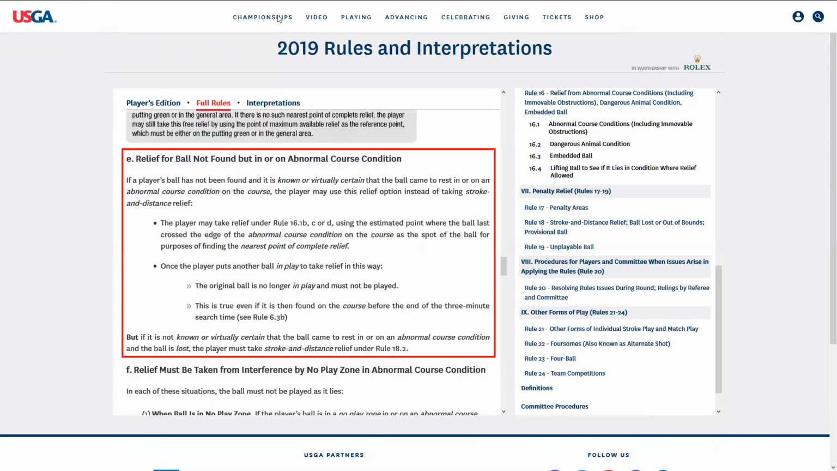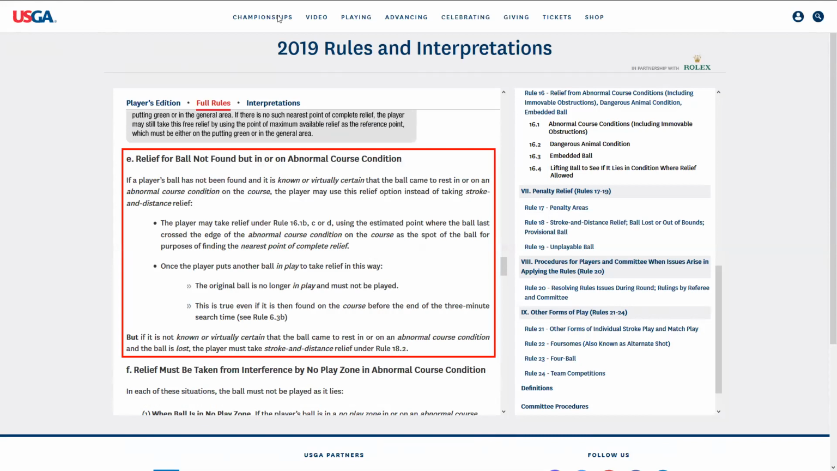16.1E. Relief for ball not found, but in or on abnormal course condition. When does that happen? Let me give an example. If you're playing on the 6th hole and you hit your drive to the left, there is an old building out there. Now, when we played the state am there, Bill called it an integral part of the course, and so there was no free relief. But for this example, we're assuming it's not an integral part of the course. It's just an abnormal course condition.